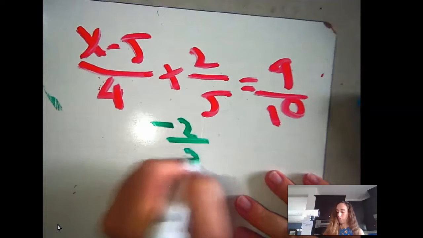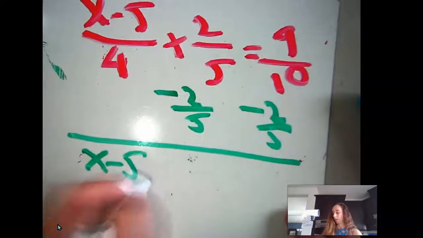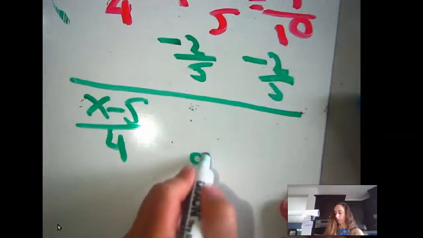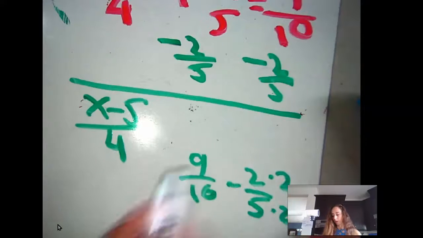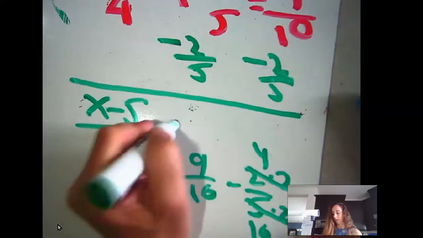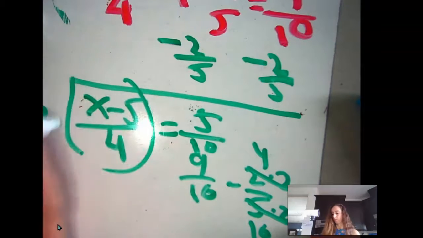So the first thing I could do is subtract 2/5, and then I would get x minus 5/4. And then I'd have to go 9/10 minus 2/5. Do the least common denominator, which is 4/10, and that would equal 5/10. And then you could multiply both sides by 4.